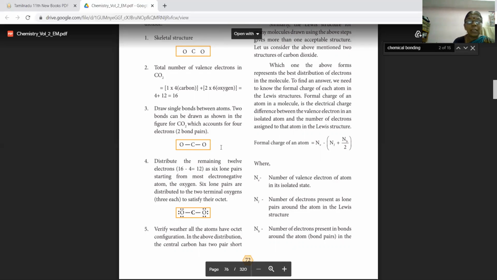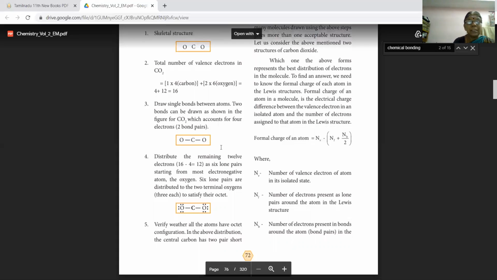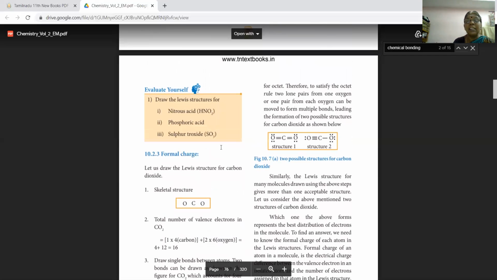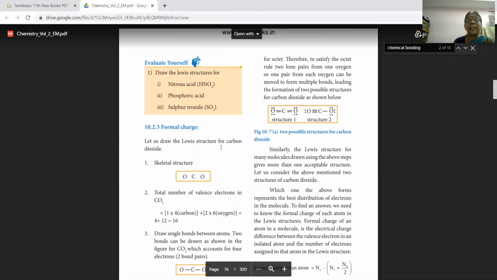So you will get 12 electrons, that is 6 lone pairs, starting from the most electronegative atom, that is oxygen. 6 lone pairs are distributed to the 2 terminal oxygens, 3 each, to satisfy their octet. Octet means 8 electrons in the outermost shell. Verify whether all the atoms have the octet configuration. In the above distribution, the central carbon atom has only 2 pairs.